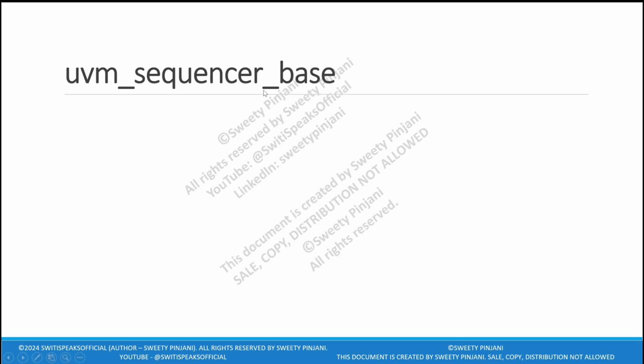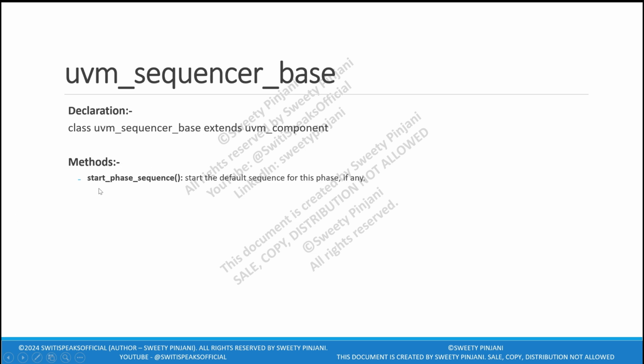Then we had a UVM sequencer base class. Remember, this doesn't have any parameters. This is the declaration: UVM sequencer base extends from UVM component. What are important methods? First was start phase sequence. This method is going to start the default sequence for this phase, if any. Whatever phase you are in, if there is a default sequence for that phase, it will start. And stop phase sequence, it will stop the default sequence for this phase if at all that default sequence is present and it is still running. If it is still running, it is present, then it will stop.